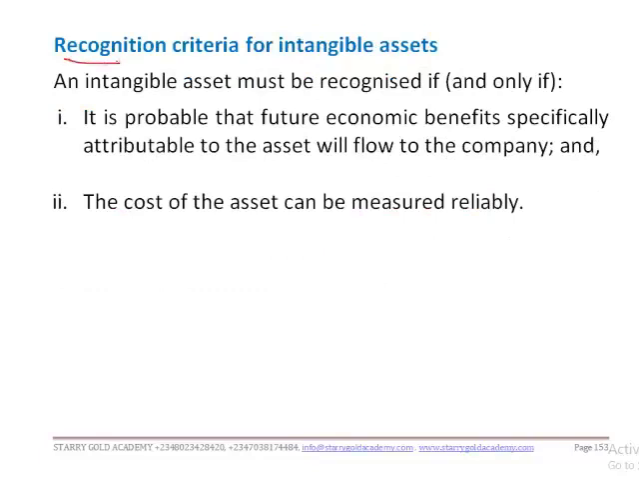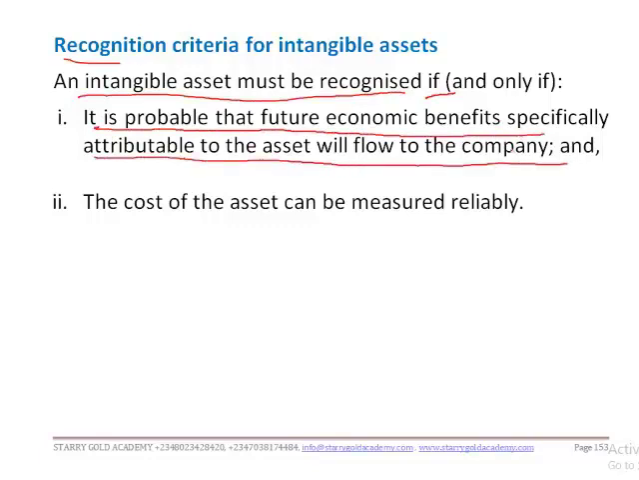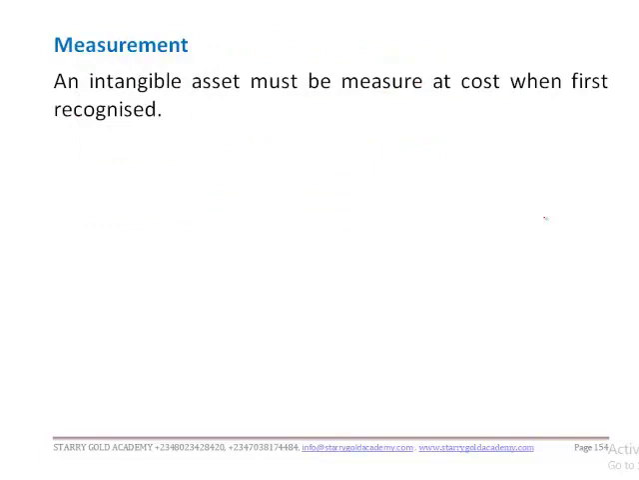Now, how do we recognize an intangible asset? An intangible asset must be recognized if and only if it is probable that future economic benefits specifically attributable to the asset will flow to the company and the cost of the asset can be measured reliably. It is just as we recognize other assets, such as investment property and property, plant and equipment. The only difference is that these have no physical substance, and it is a non-monetary asset.